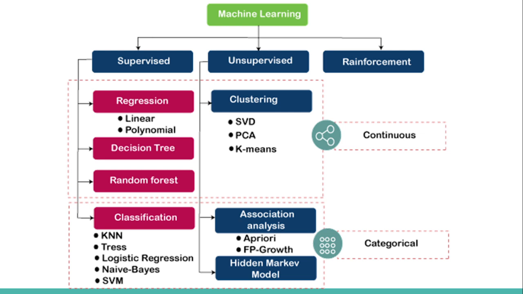And under the unsupervised learning, again we have three types. One is clustering, which covers SVD, PCA (principal component analysis), and k-means. Under association analysis we have Apriori and FP growth, and the last one is the hidden Markov model. Under reinforcement learning, we will be going for continuous and categorical. These are the two things we will be covering under this.